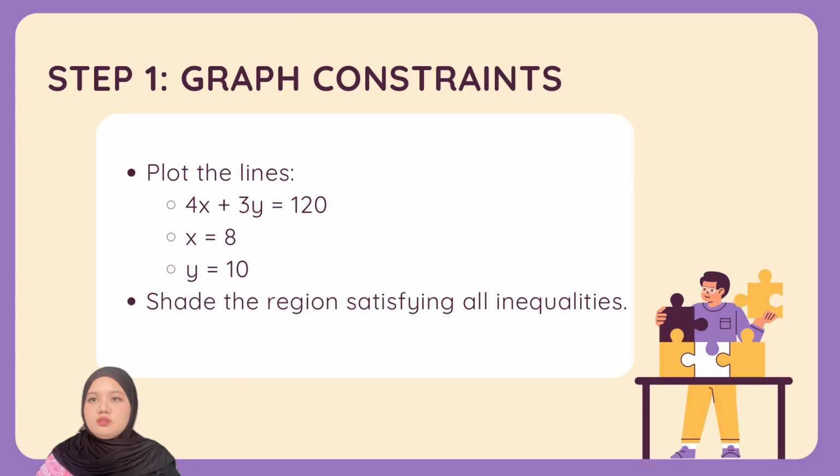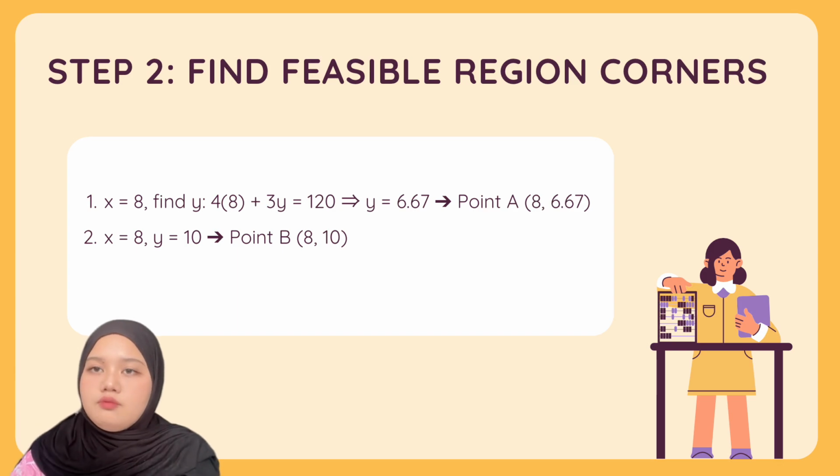Next, plot the constraint lines, which are 4x plus 3y equals 120, x equals 8, y equals 10, and shade the region that satisfies all inequalities. Step 2: first, x equals 8, find y for 4 times 8 plus 3y equals 120, which gives y equals 6.67, so point A is (8, 6.67). Next, x equals 8, y equals 10, so point B is (8, 10).